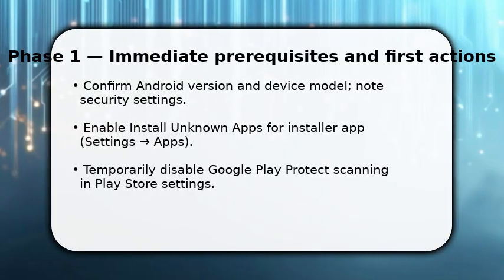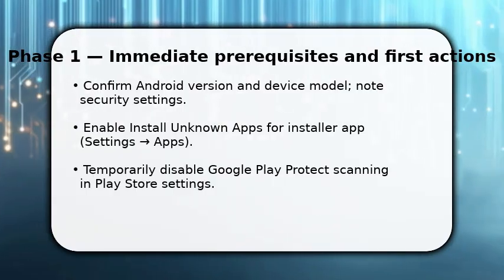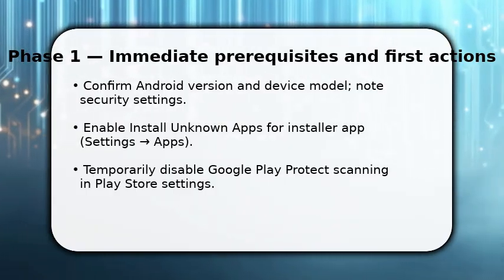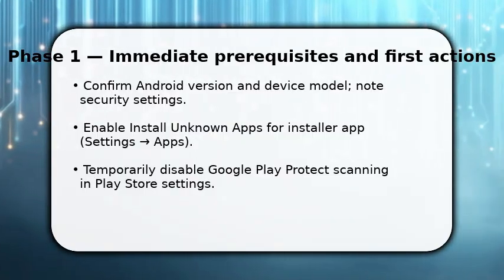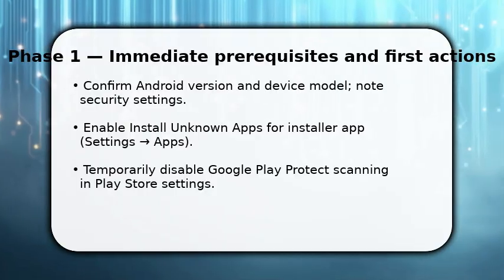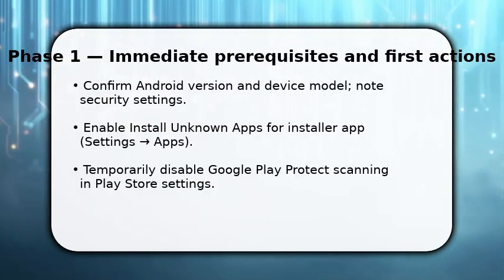You need 2 quick confirmations before installing: your Android version and which app is trying to install. First, open Settings and verify the app installer permission. Enable Install Unknown Apps for the file manager or browser you use.